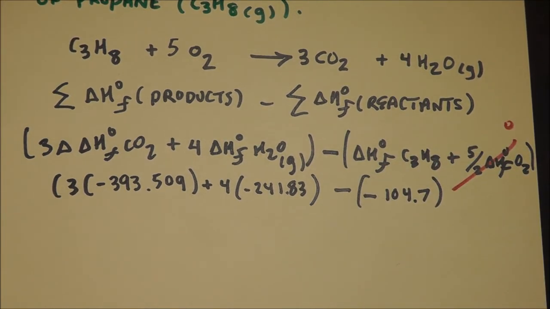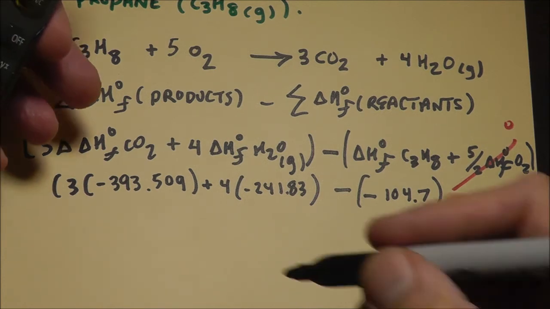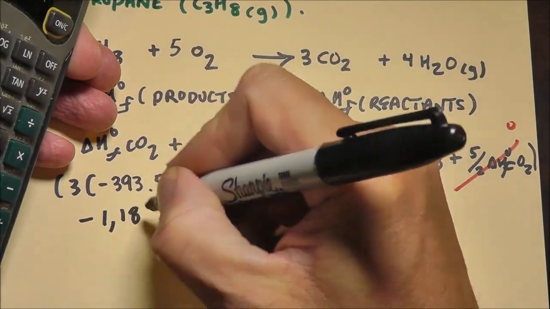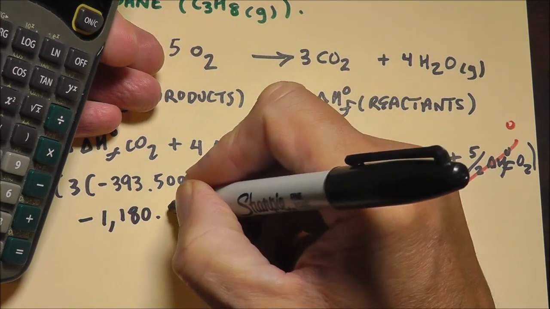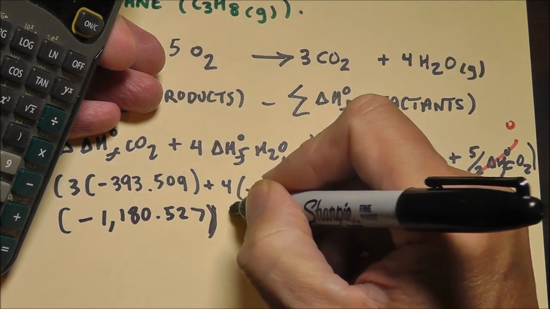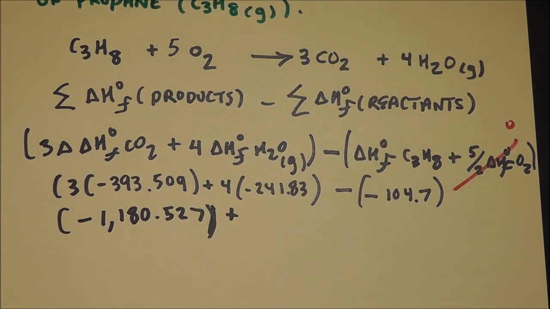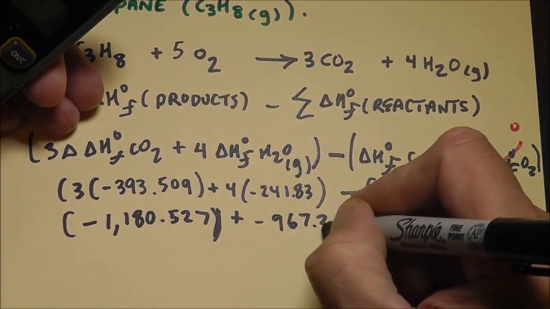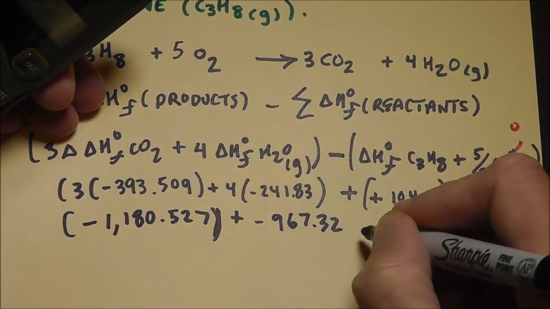Cool. Order of operations. Let's do those multiplications on the left first. 393.509 times 3 equals minus 1,180.527. That's going to get added to 4 times 241.83, which is negative 967.32.